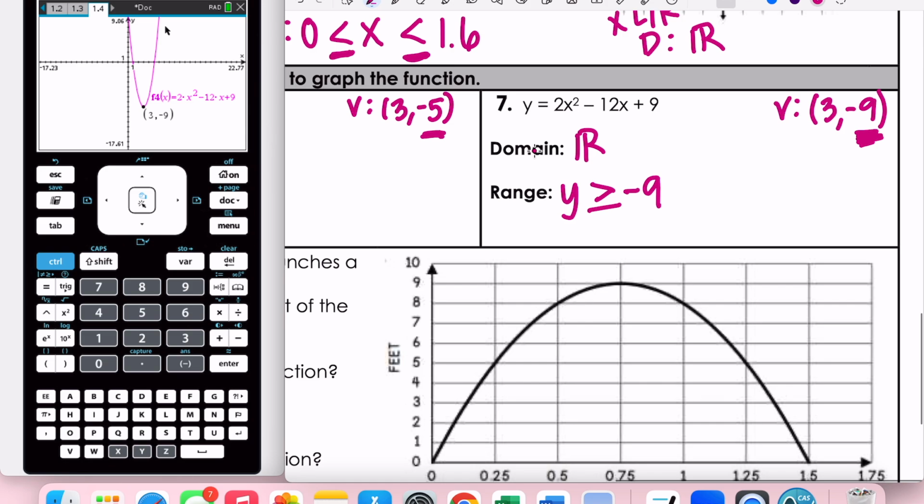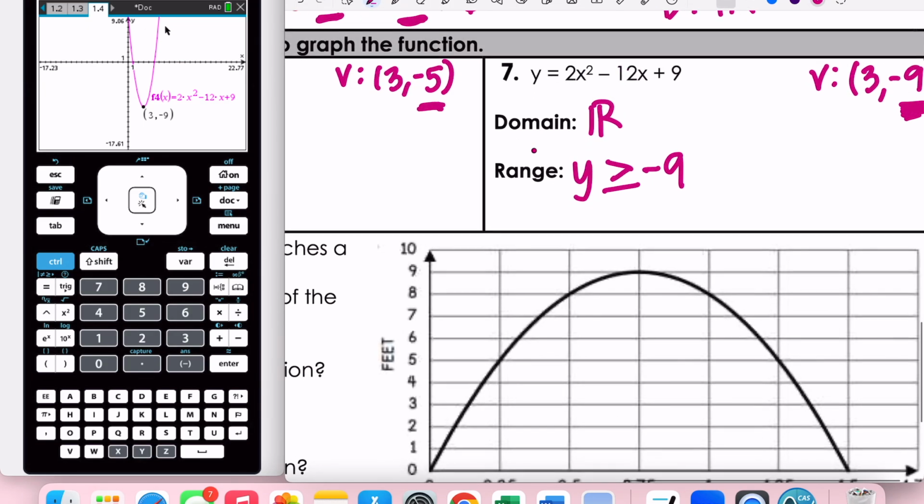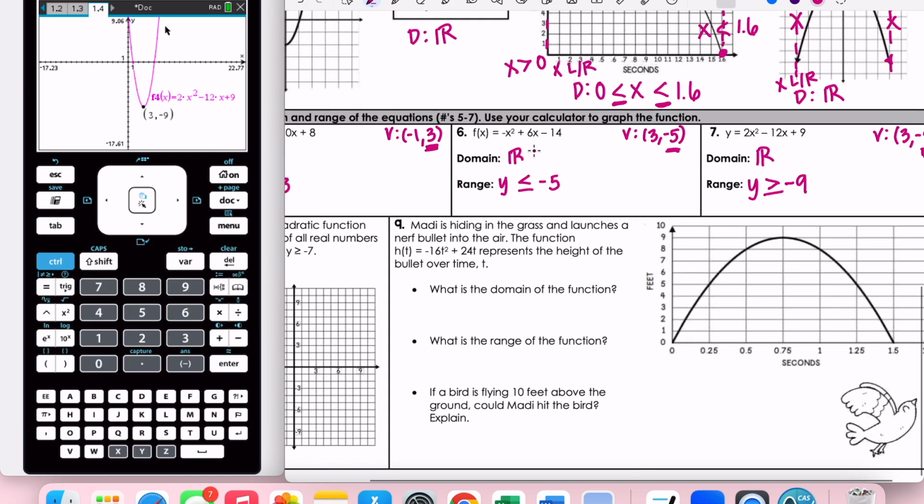So when it comes to identifying the domain and range from an equation, remember, domain is always all real numbers. When it comes to setting up your range, your steps are to find your vertex, look at the y value of your vertex, and then determine if your graph opens up or down for your inequality. Okay, let's move on.